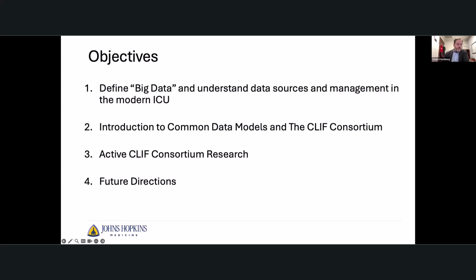So here's what I'd like to get accomplished in the short talk today. One is to define big data and understand data sources and management of such data in the modern ICU. Give an introduction to common data models, and specifically the CLIF Consortium common data model. Talk about some active CLIF Consortium research, and then finally end with some future directions.